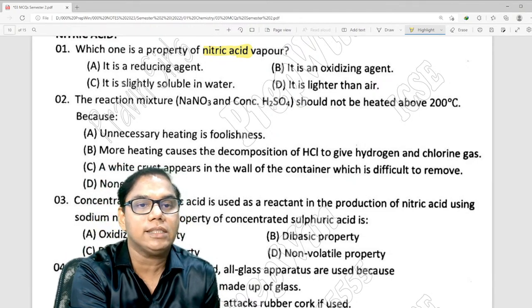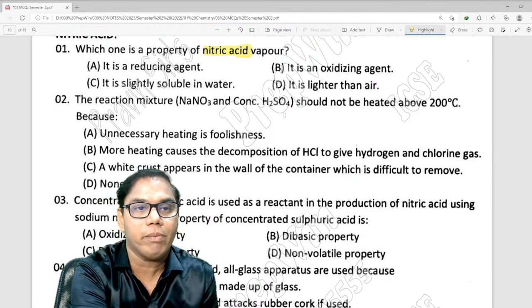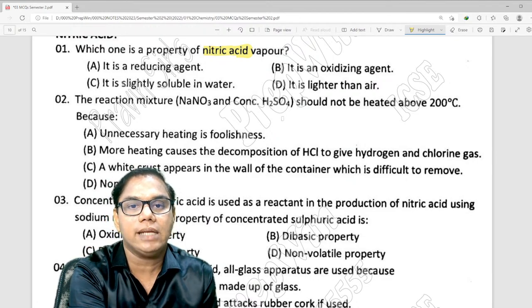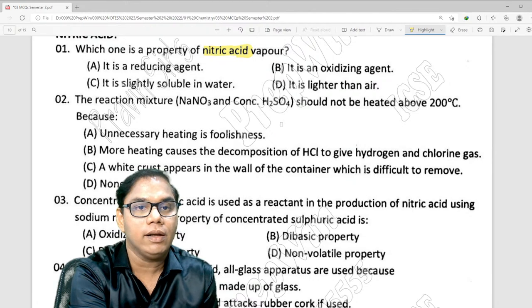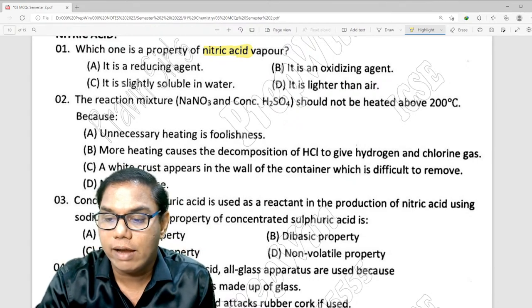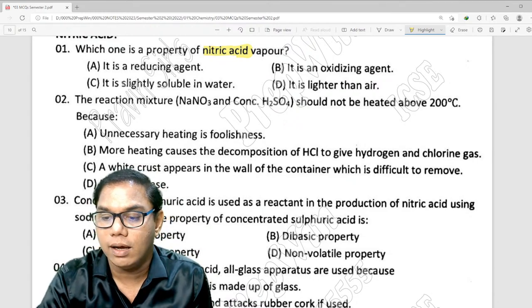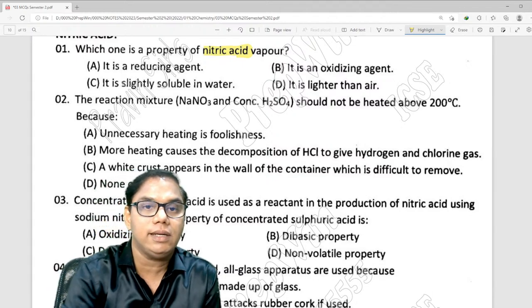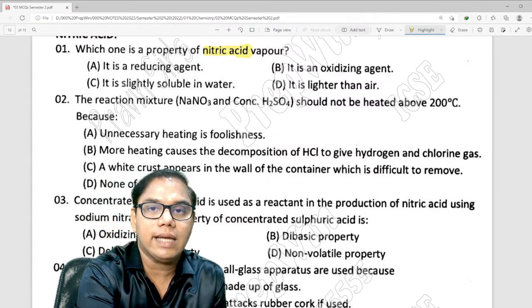Which one is a property of nitric acid vapor? It is a reducing agent, it is an oxidizing agent. Nitric acid, very important. It is slightly soluble in water. It is lighter than air. What is the answer? First one is B and second one is C.